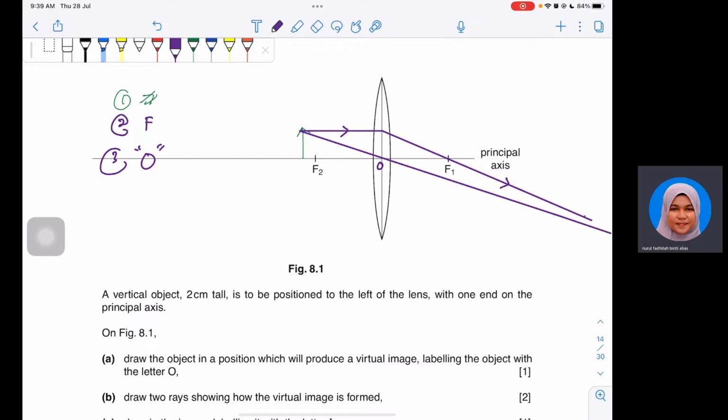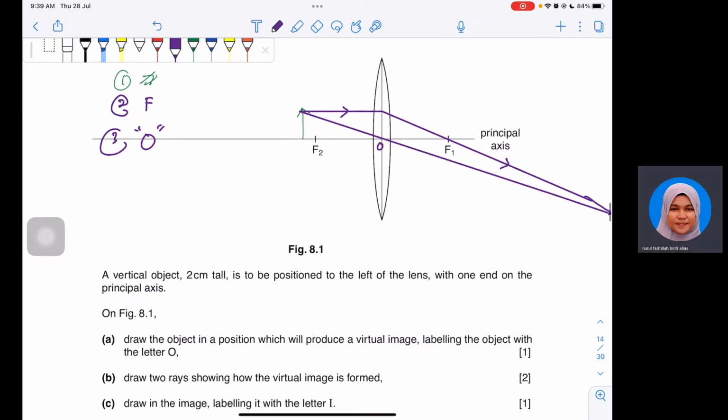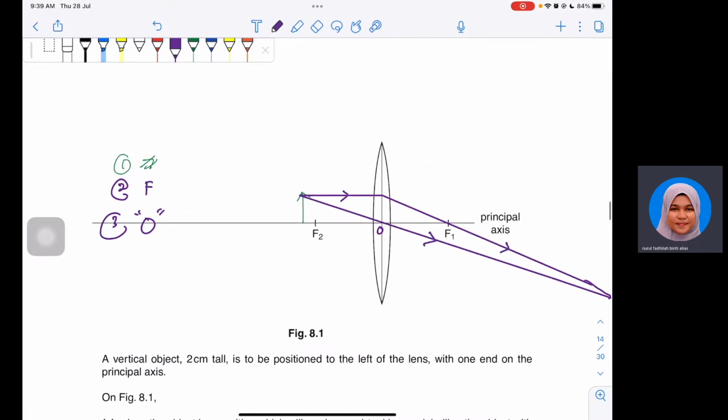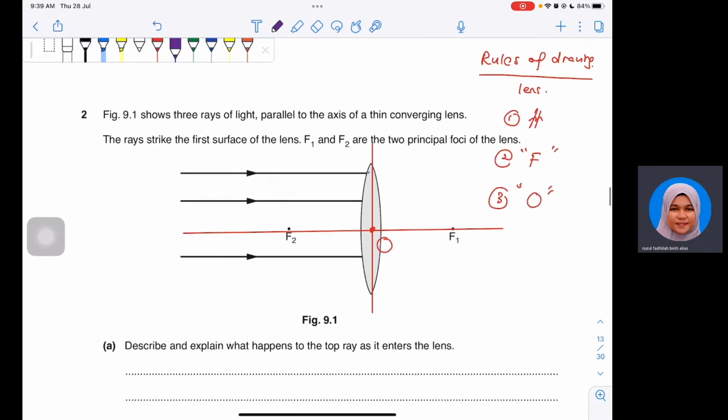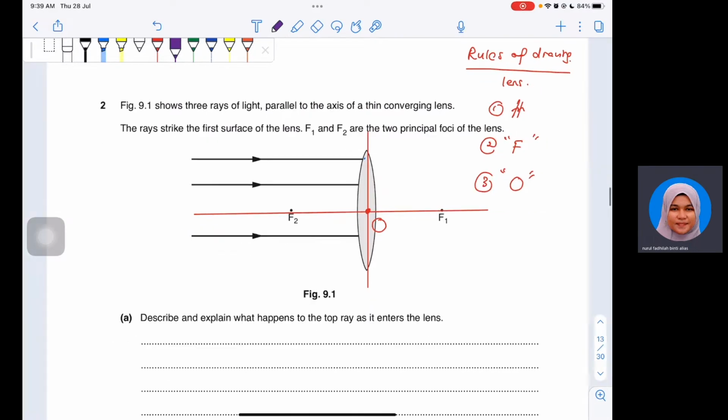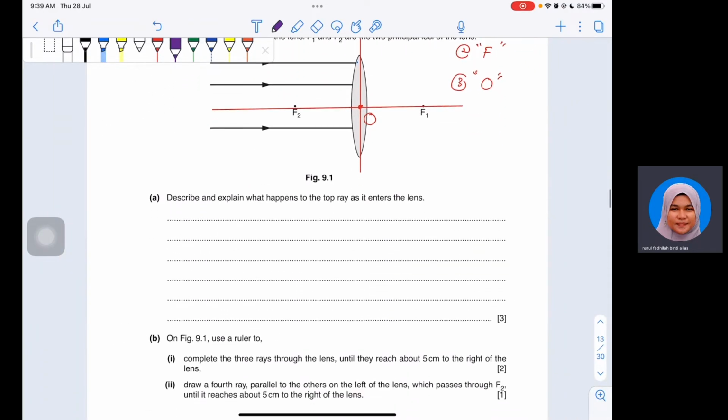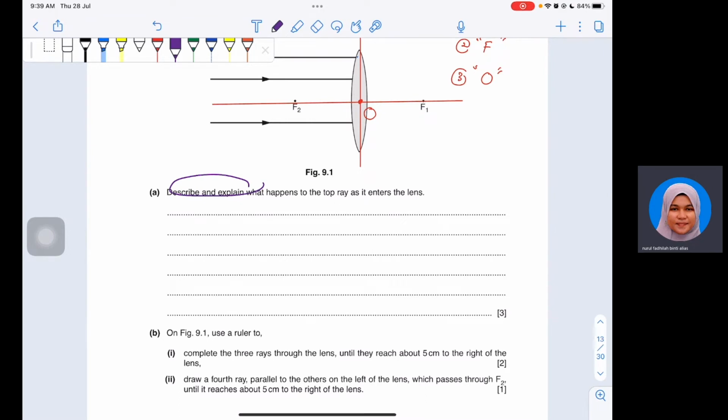Continue until the end. When they meet at the end, you draw there. So that's that. Okay, but don't forget the arrow. So this one is very powerful. You have to know this one. Parallel, F, O, F, O. Okay, so this one is for drawing the lines. So we are going to write that in words. You are going to describe those lines in words.